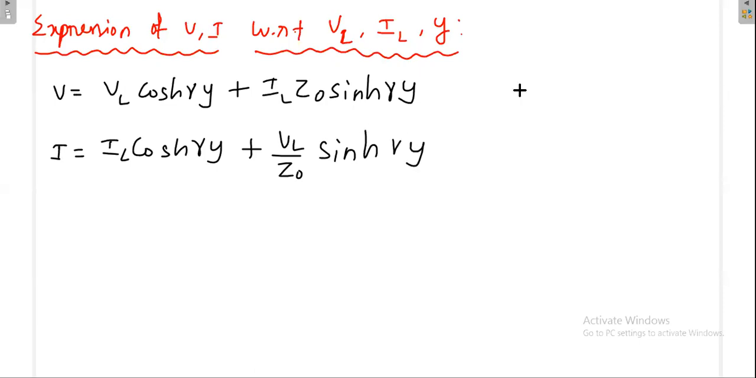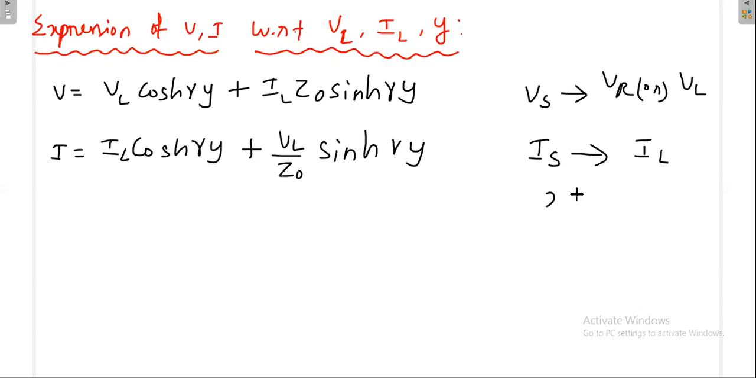Now you replace Vs with VR, because we are coming from VR, or what is VR? VL. You replace Vs with VL. Similarly, Is with IL, and X with minus Y. Okay, instead of X, you substitute minus Y.